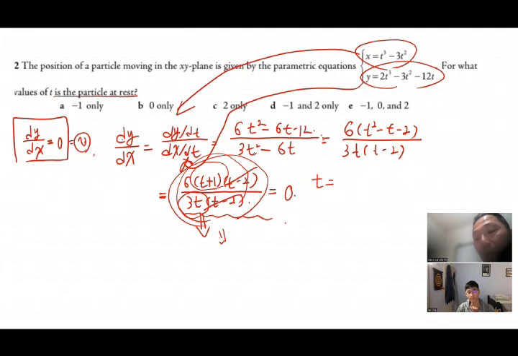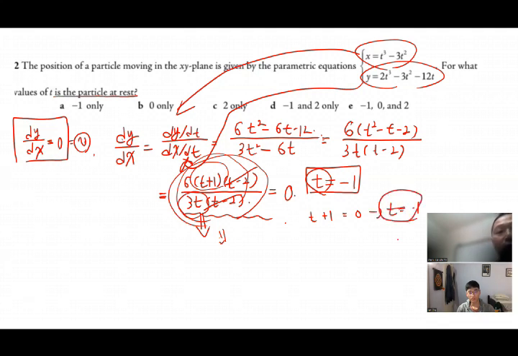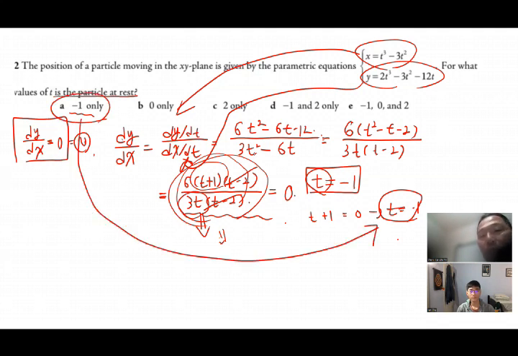So only the numerator must be 0 in order to have the velocity of the particle at rest. If the numerator must be 0, then t plus 1 should be equal to 0, so t should be minus 1. So only minus 1 is the possible solution for this.